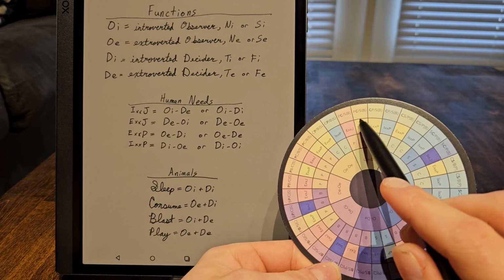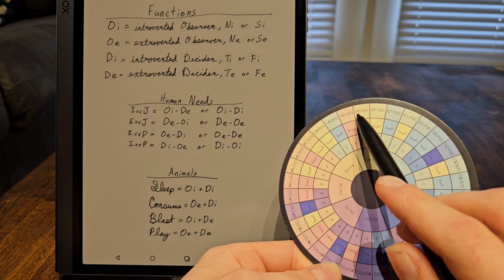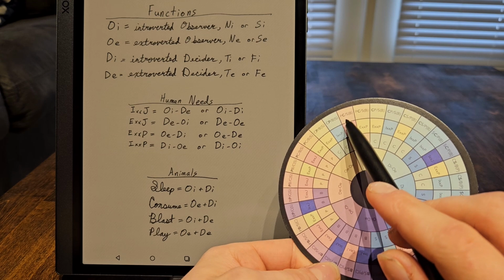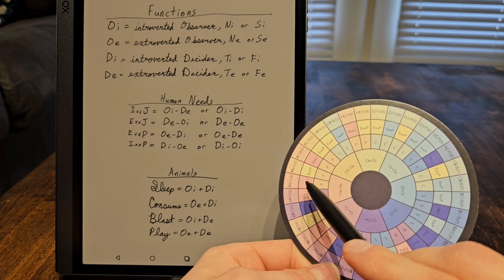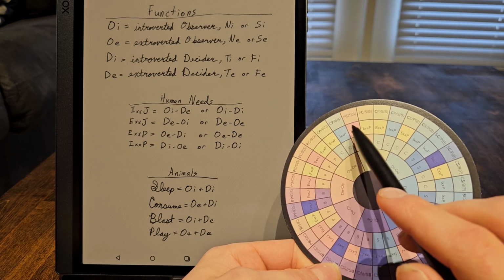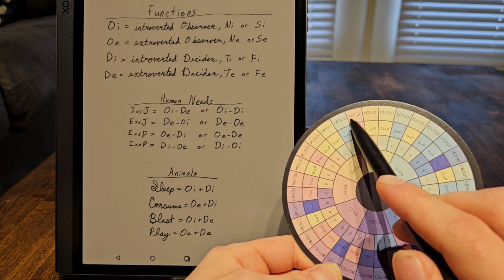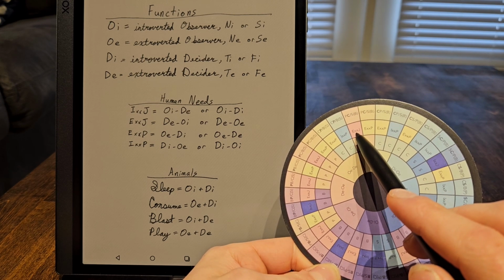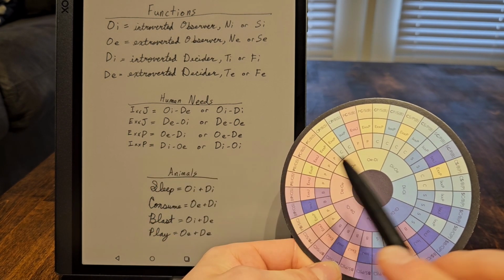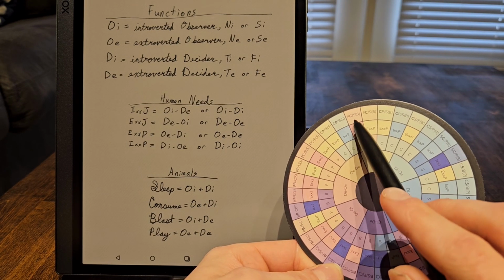The reason that we have 2 different versions of each order, like here you can see it's play, consume, sleep, blast, and then play, consume, sleep, blast. The reason there's 2 versions is because of the human needs, which are here. And the human need just means what your first function is, right? And that's pretty intuitive because play is OE plus DE, and then the human need of EJ, their first function here is going to be DE, right? So their first function is in play, so it makes sense that they're going to be all in one line, right?